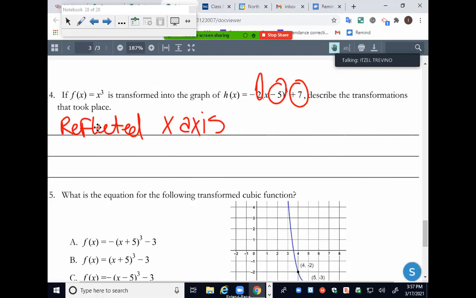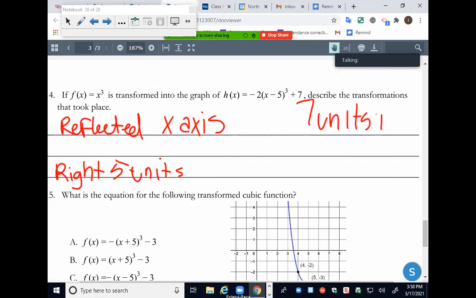It went to the right. How do you know it went to the right? Because it's subtraction. So Olivia said it went to the right 5 units. Remember, everything inside the parentheses will be the opposite. Yes, you can use whatever you need on the test. All right, so we have 2 transformations. What else happened? It went up 7 units, right?